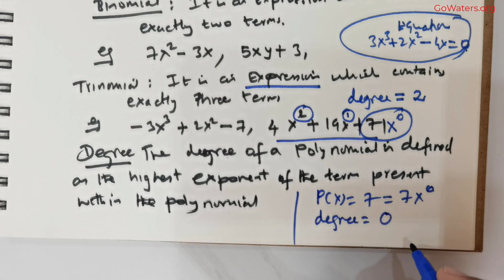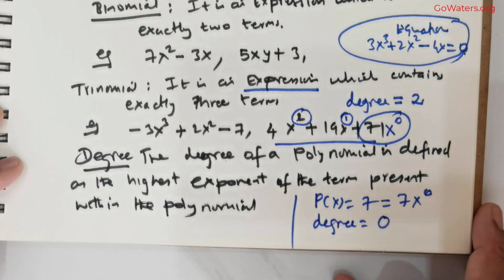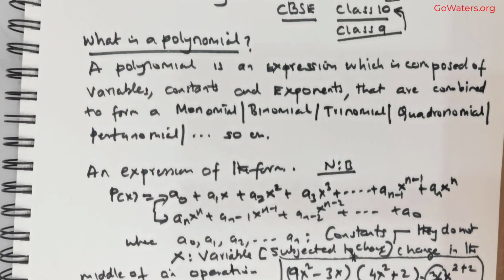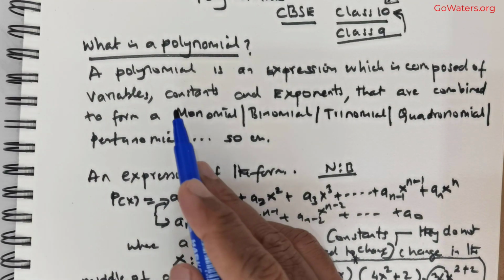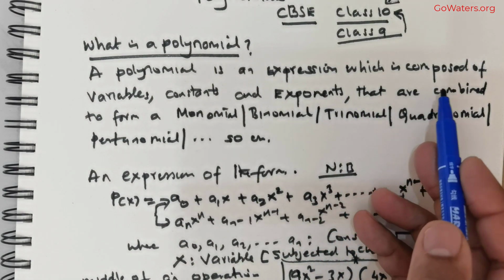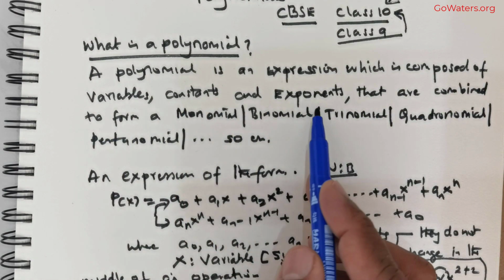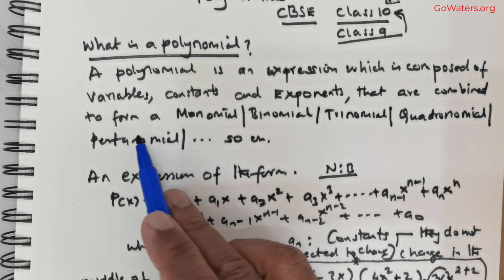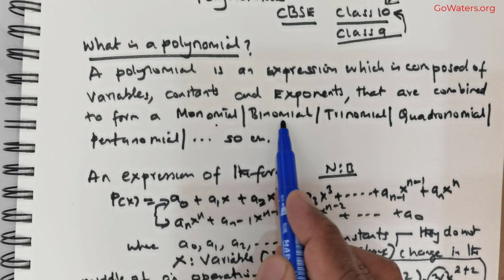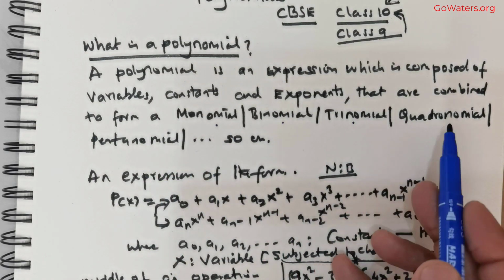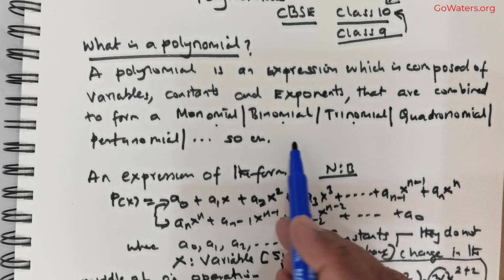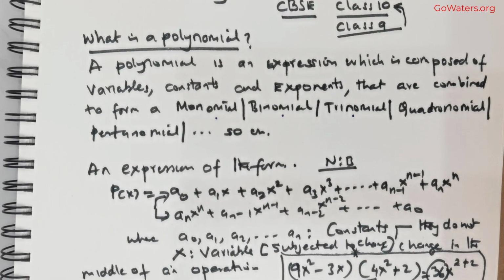Right? So let us recap what we have studied. We started off with the definition of polynomial. A polynomial is an expression which is composed of variables, constants and exponents that are combined to form a monomial or a binomial or a trinomial and so on and so forth. Right? That's the crude way of explaining the polynomial.